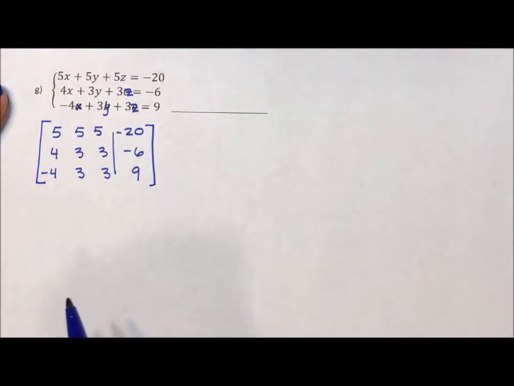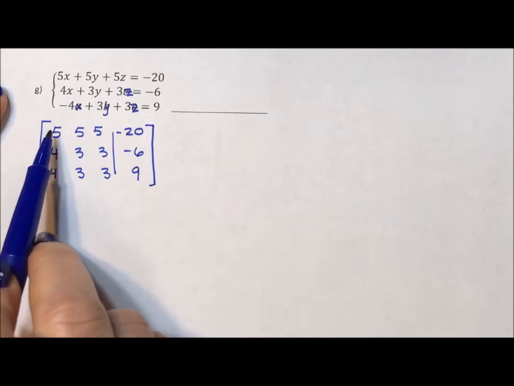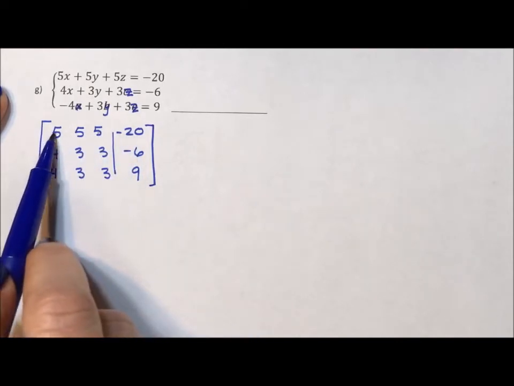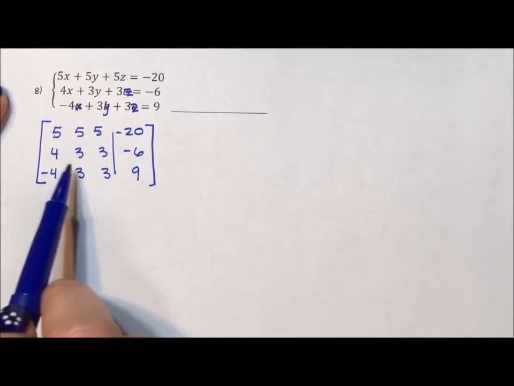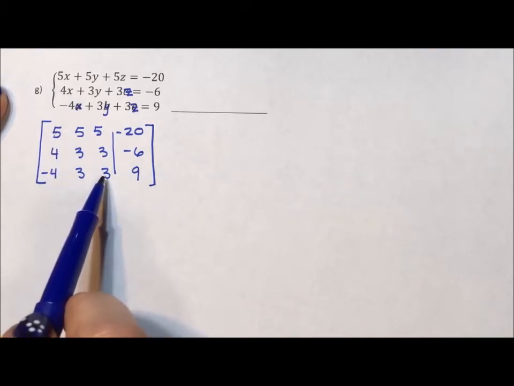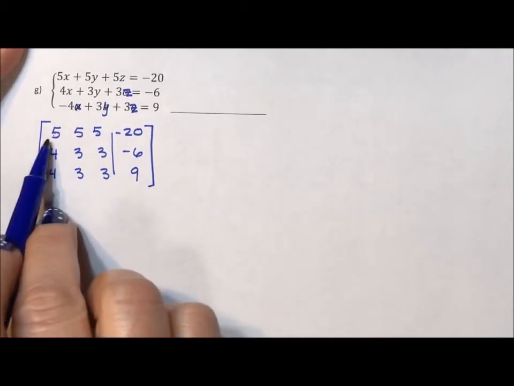So what I'm trying to do is make the top row 1, 0, 0, and a number, because that would translate to X equals a number. 0, 1, 0, Y equals a number, 0, 0, 1, Z equals a number, which is an identity matrix. So I want to make these 9 numbers an identity matrix. To do that, I need to get a 1 here.